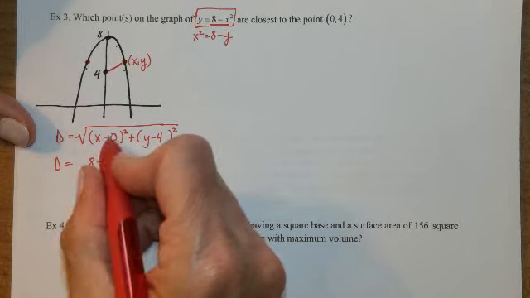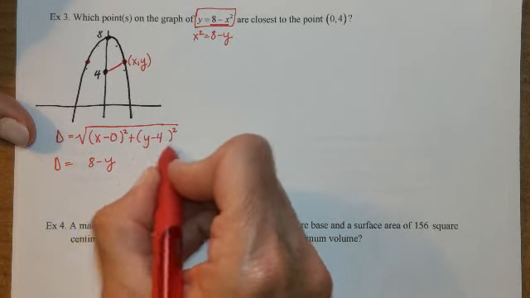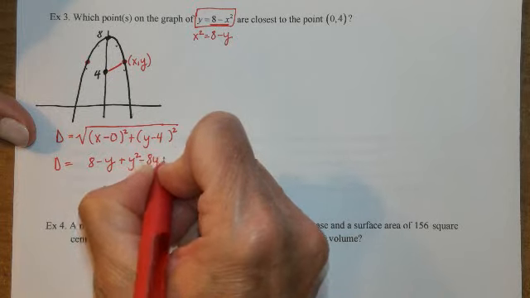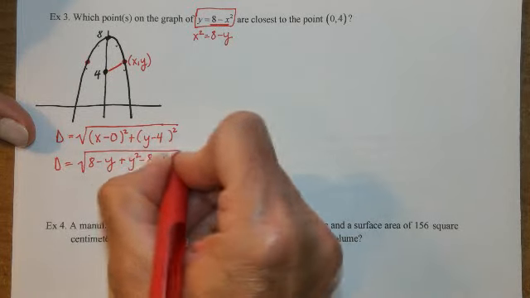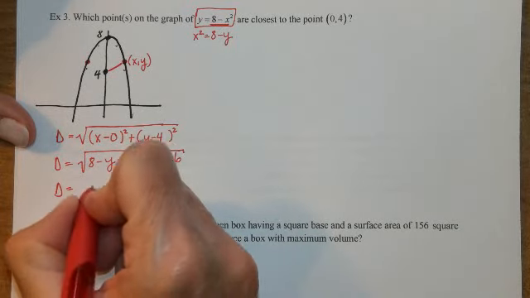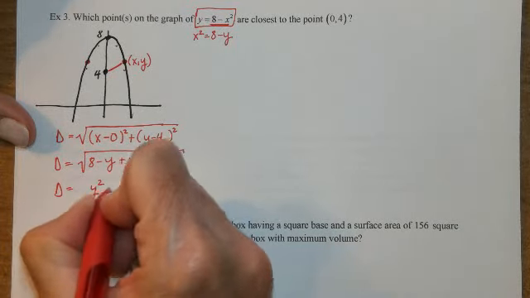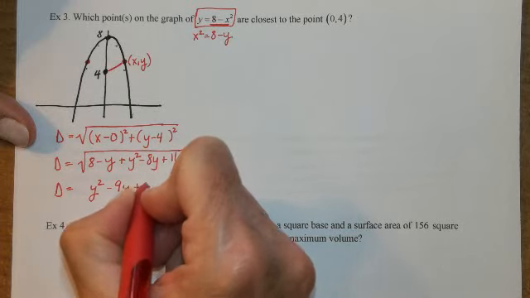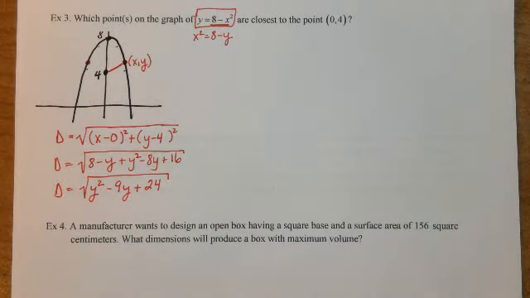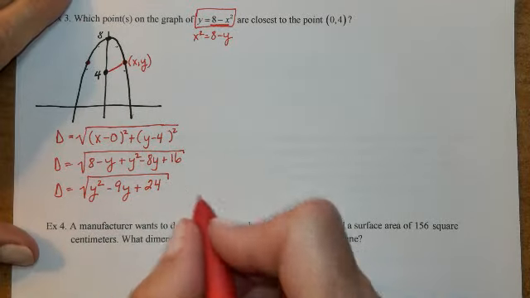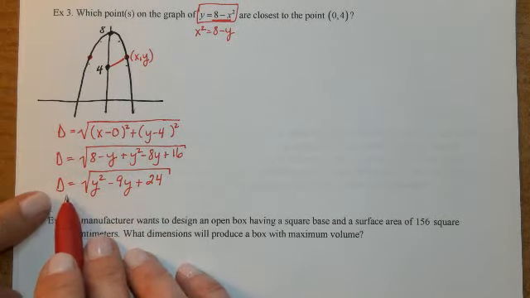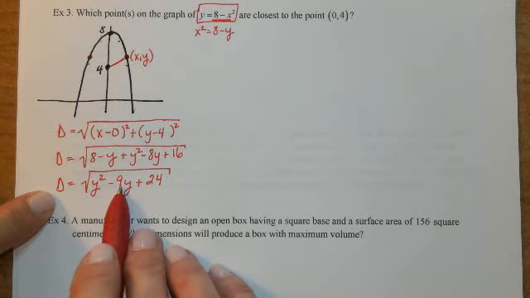So 8 minus y goes in for the x squared, and here I'm going to go ahead and square this binomial, and I will have y squared minus 8y plus 16. Okay, let's clean that up a hair. Underneath that square root, we're going to have y squared minus 9y plus 24. Okay? All right. Do we know what the graph of this distance equation looks like?